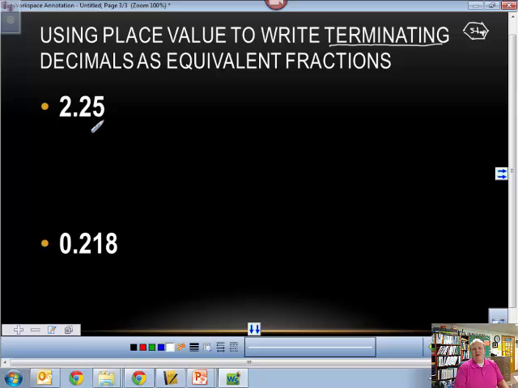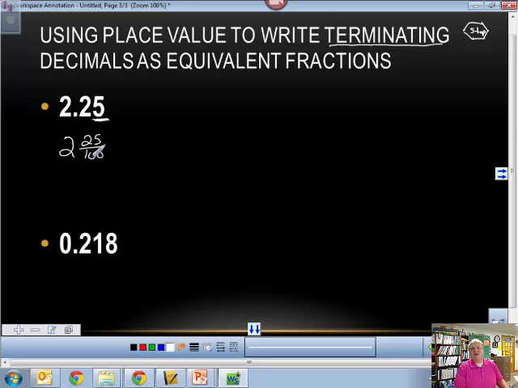I'm going to look at my decimal that is all the way to the right. So in this instance, I'm going to look at the 5. I need to think about what we talked about on the last slide and figure out what spot this 5 is in. This 5 is in the hundredths spot. So I'm going to simply write 2 and 25 over 100. I put over 100 because the 5 is in the hundredths spot.